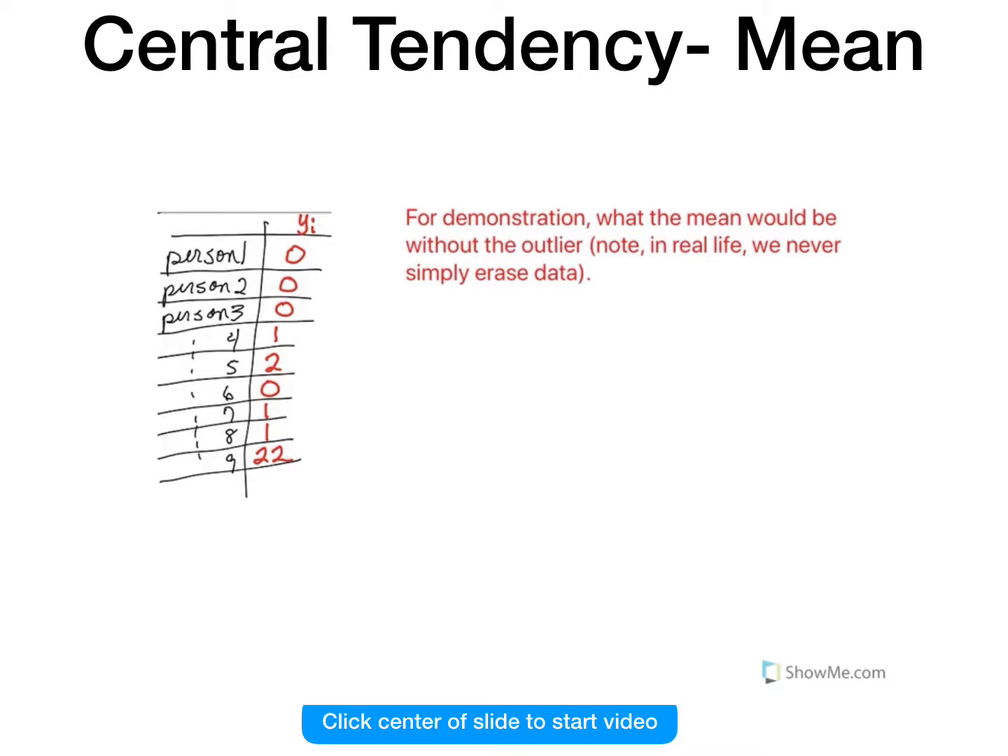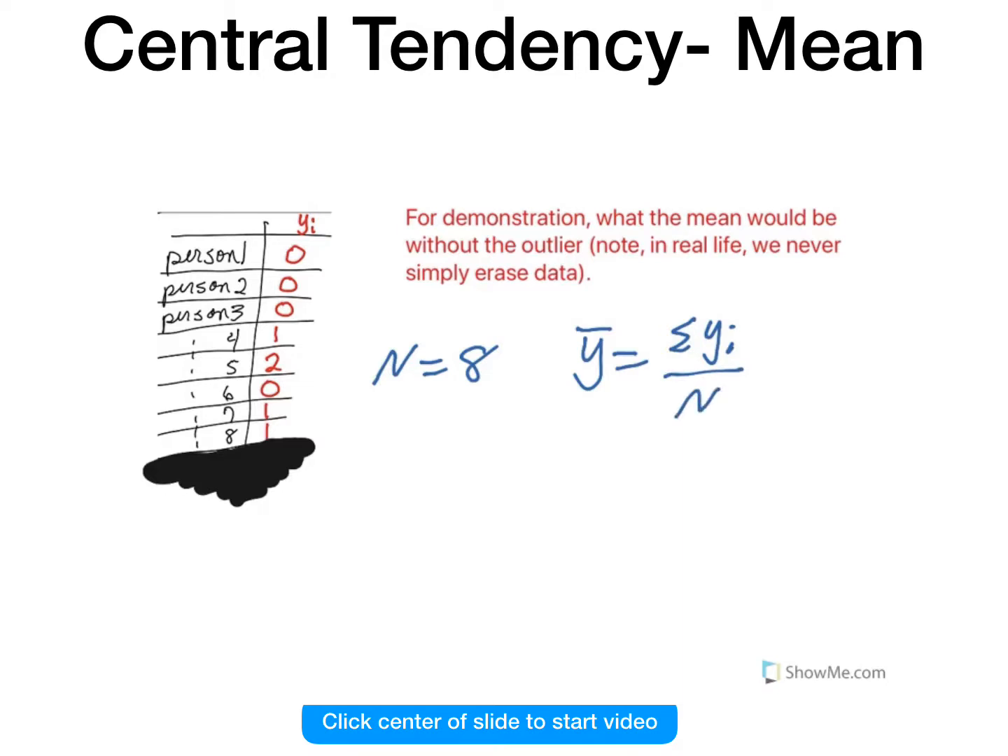Now, just for a demonstration, and let me make this clear, we never ever simply erase data that we don't like or because it's inconvenient. So just for demonstration, let's pretend like we did not have the outlier of 22 cats. What would the mean be? Well, again, we do the same formula, except note that we only have 8 cases now, or 8 scores. So we're going to add 0 plus 0 plus 0 plus 1 plus 2 plus 0 plus 1 plus 1.